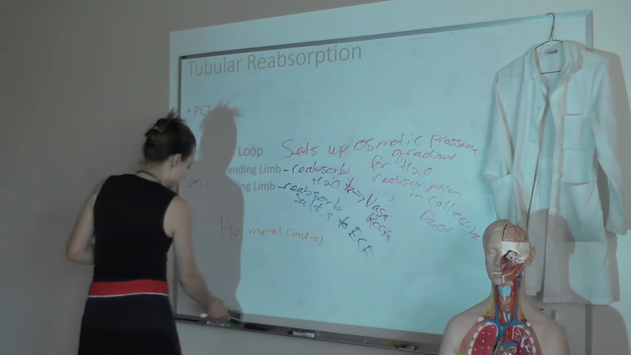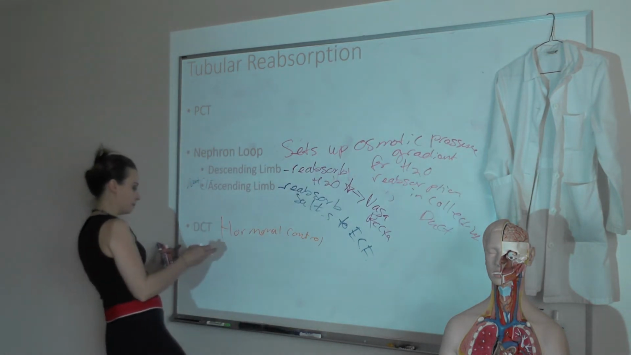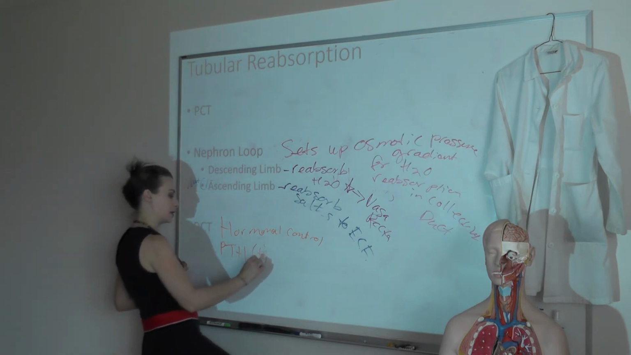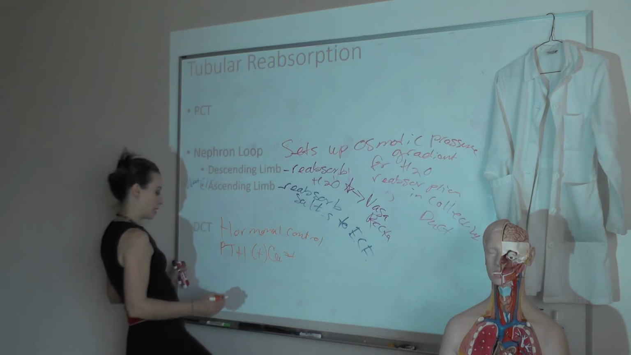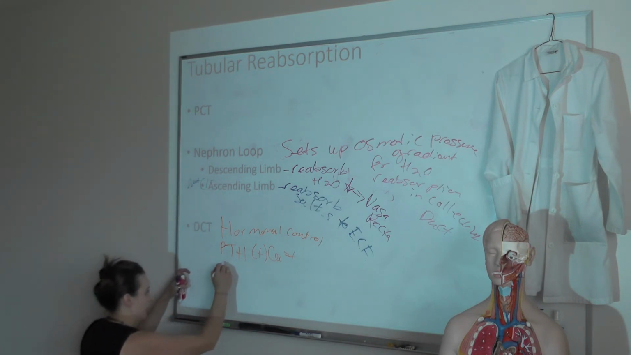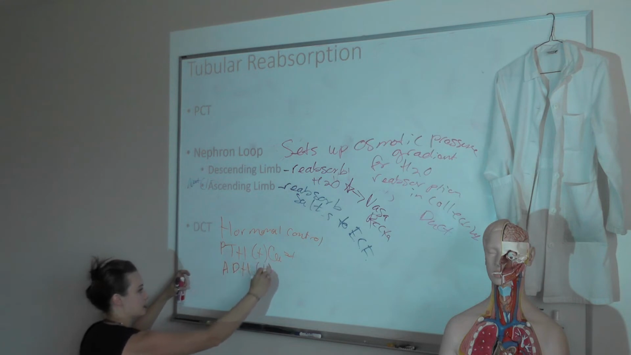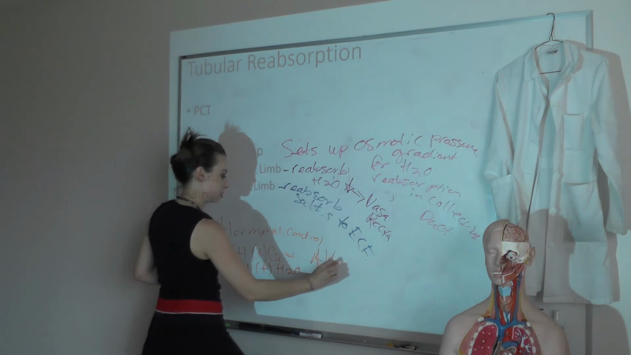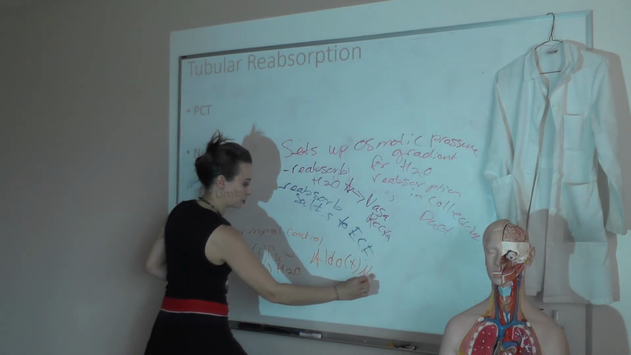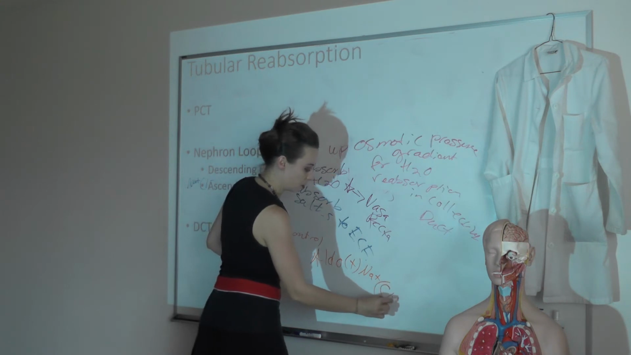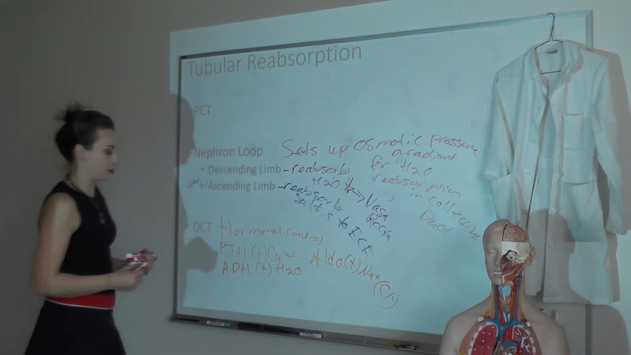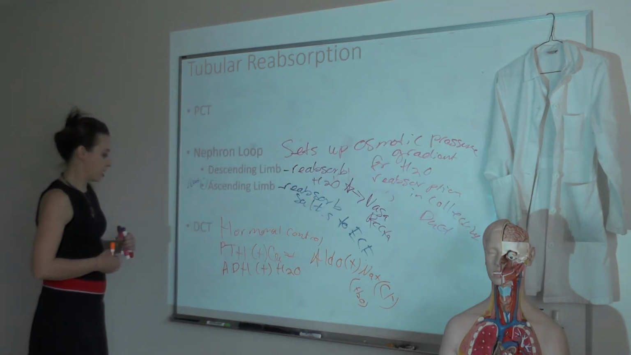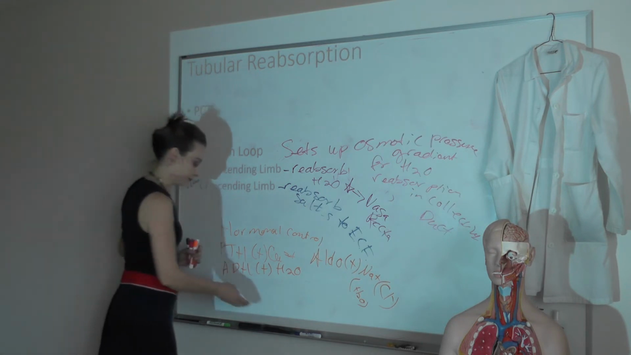Okay, so at the distal convoluted tubule for reabsorption, we could say that parathyroid hormone is going to stimulate calcium reabsorption. We could say that antidiuretic hormone is going to stimulate water reabsorption. And aldosterone is going to stimulate sodium reabsorption. Chloride ion is going to follow. Water will also follow. But directly, that's what's being stimulated, the reabsorption at the distal convoluted tubule. Okay.